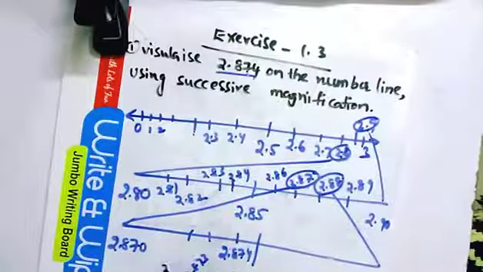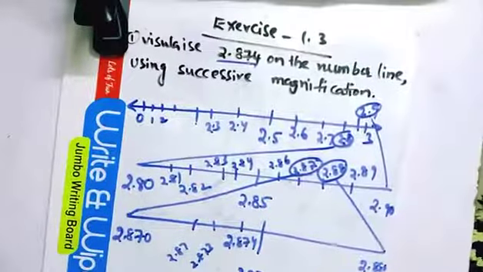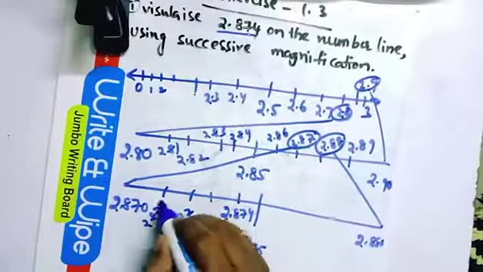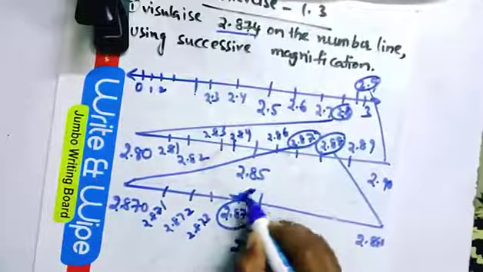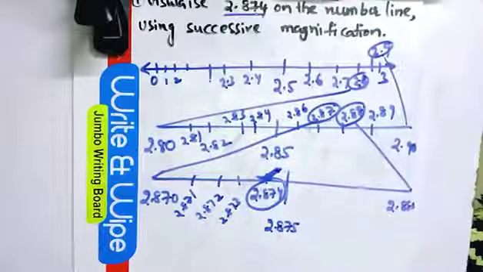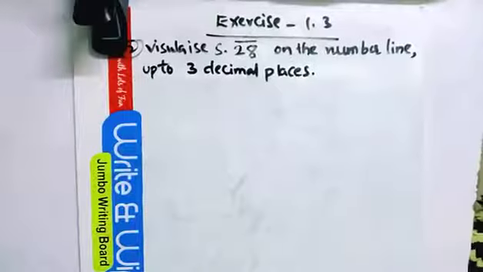The next numbers are 2.873, 2.872, 2.871. So here we have 2.874. So this is our number. Like this we are representing the number using successive magnification. Next question.